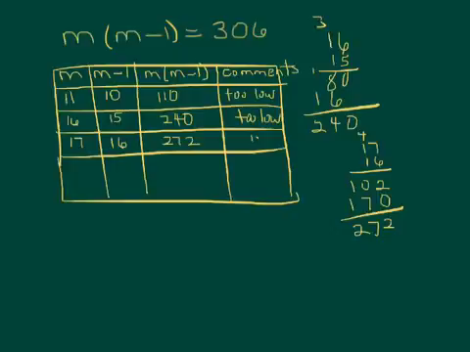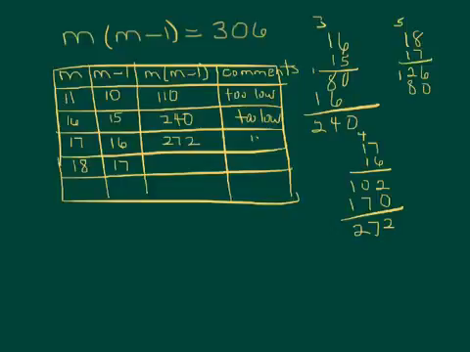All right, maybe we should try 17 and 18. So if this is 18, this would be 17. Let's multiply 18 times 17. 7 times 8 is 56, carry your 5. 7 times 1 is 7, plus 5 more makes 12. Again, we're actually multiplying by 10 here, so there's a 0. 1 times 8 is 8. 1 times 1 is 1. We add them together. 6, 8, and 2 is 10. Carry your 1. 1, 2, 3. Yay, we found it.